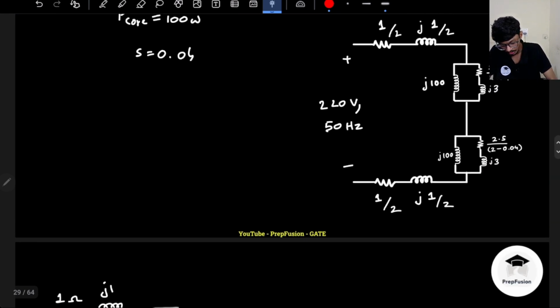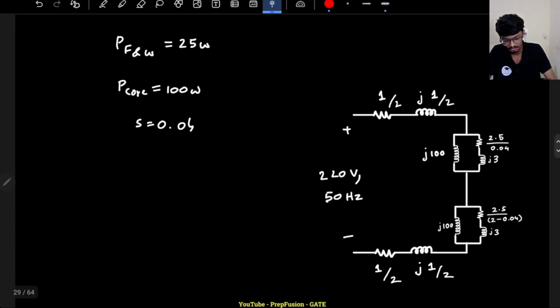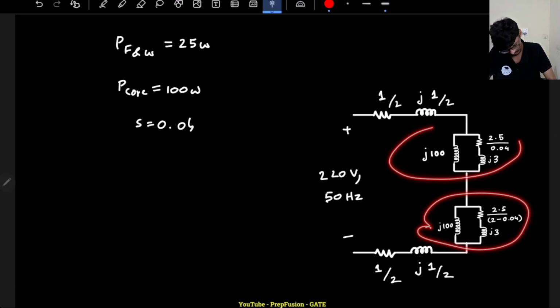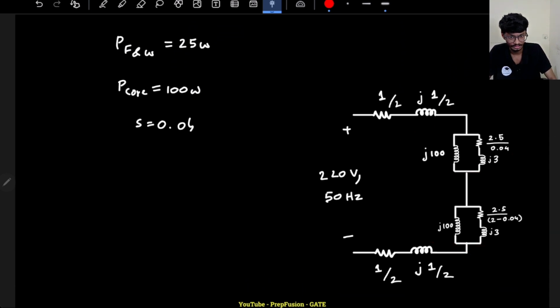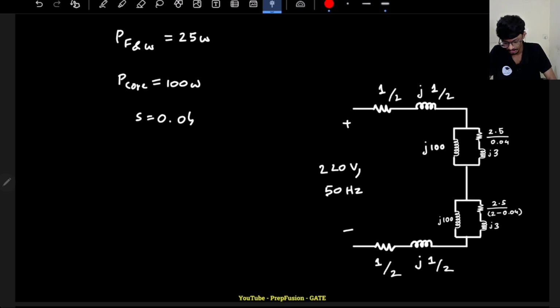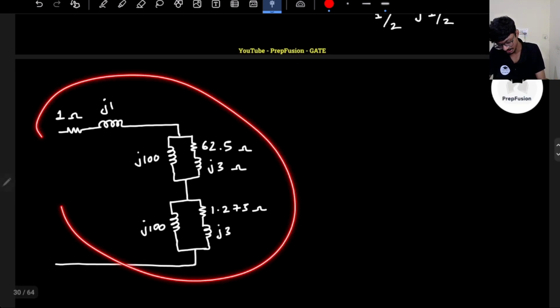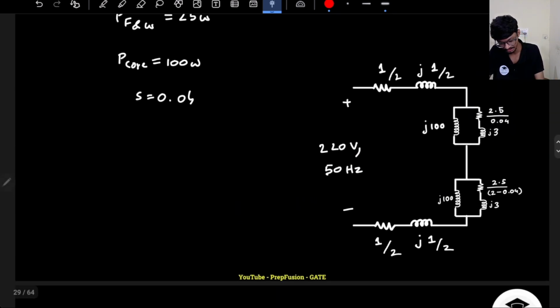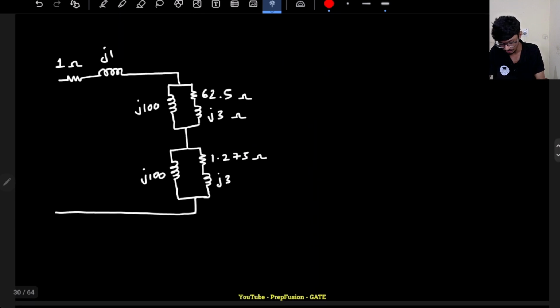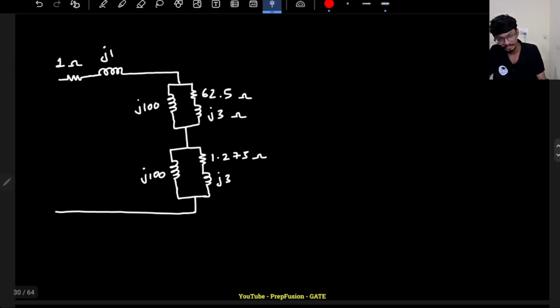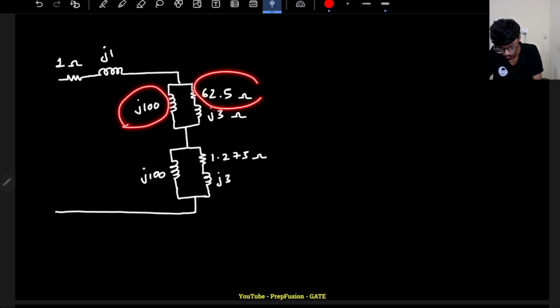So I will draw the equivalent circuit. It's not like I will solve the equivalent impedance here, and then write it down. No, I will not do that. That will be too time consuming. So here is the equivalent circuit with this resistance and reactance added. Now if I want to further approximate it, I will neglect this. Here I cannot neglect this branch. Why? Because this is 62.5.